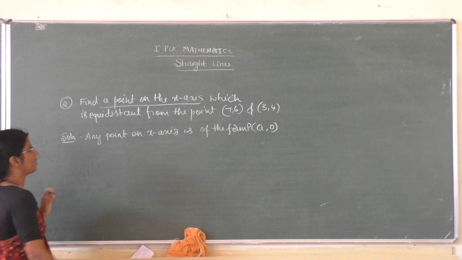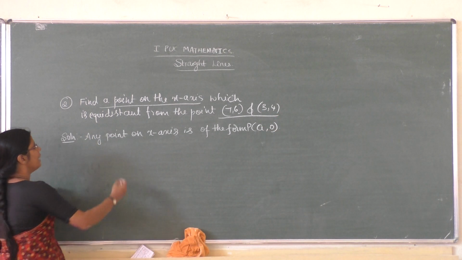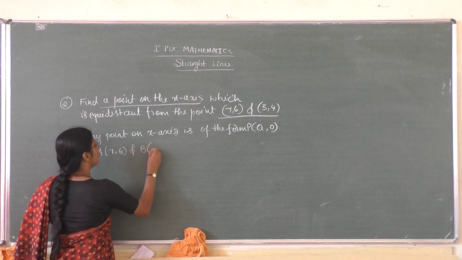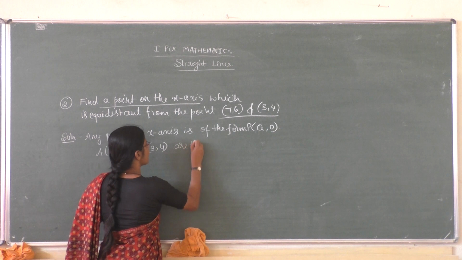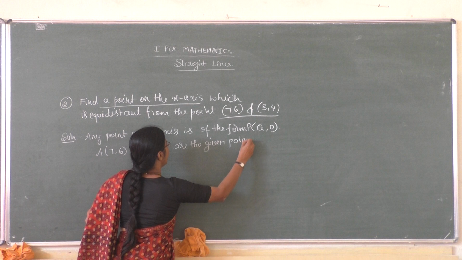Now what is given? They are given 2 points. Okay, so A of 7,6 and B of 3,4 are the given points, correct? Now what do we have?